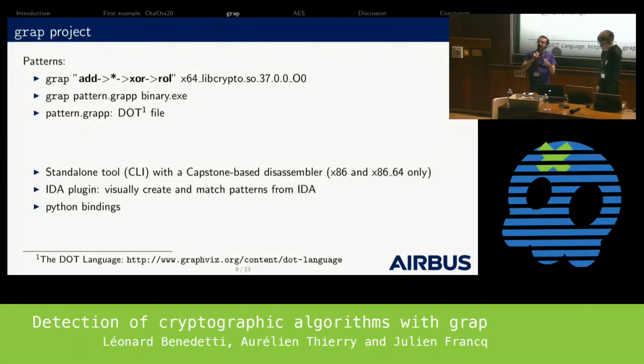And then software-wise, grap is three things. You have the command line interface, that is a standalone tool with a disassembler. You have the IDA plugin, and you have Python bindings if you want to use it in scripts.